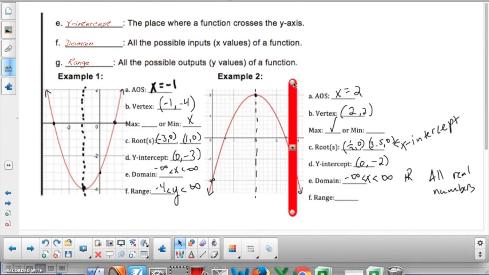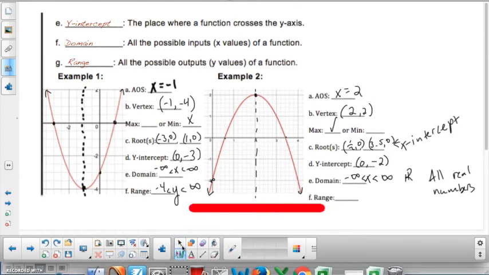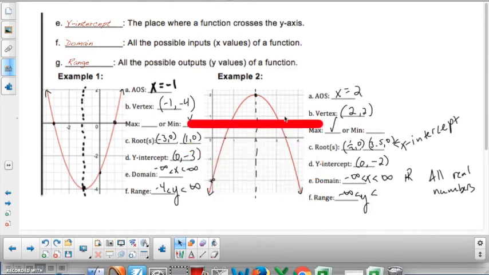So to find my range, I need to turn this to the side. And now I'm going to look for my y values. So again, I'm going to go ahead and write this in. I'm looking for the lowest possible y and then the highest possible y. My lowest possible y here looks like it's right there, except again, I've got those arrows, which means my lowest possible is negative infinity.